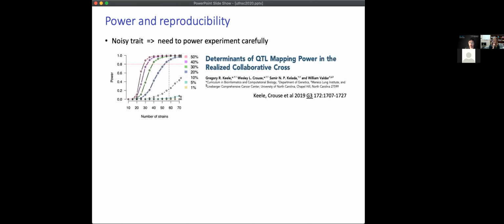And the outcome of this really is that compared with an outbred population, the collaborative cross is extremely efficient.